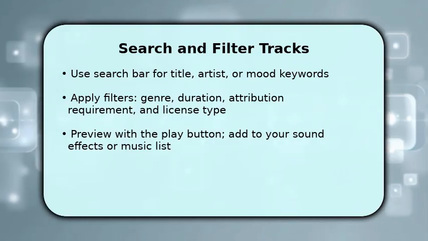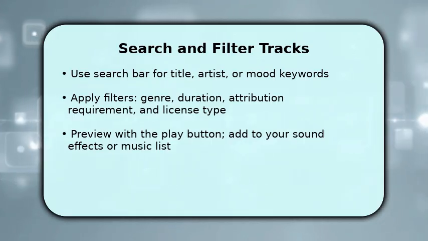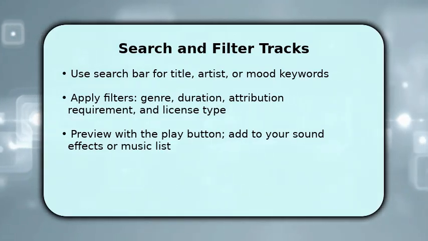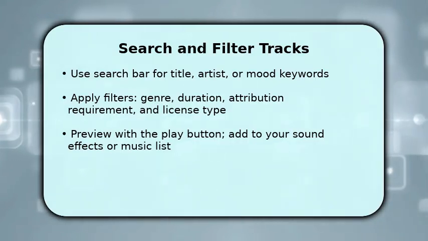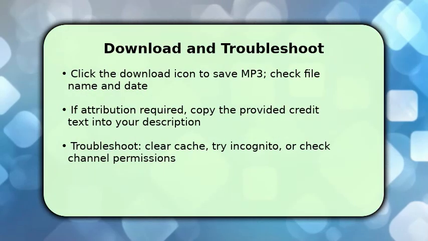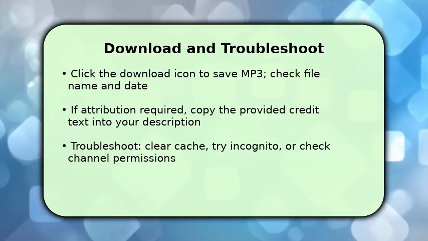Preview tracks with the play button to check transitions and levels. If a track fits, click the download icon or add it to your music list for later. Make sure to note whether attribution is required to finalize. Click the download icon next to a track to save the MP3 or WAV. Verify the file name and date in your downloads folder.